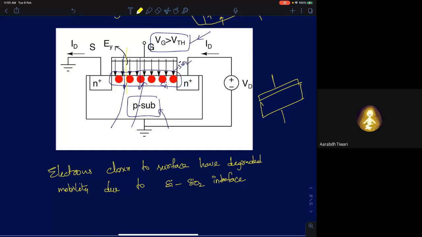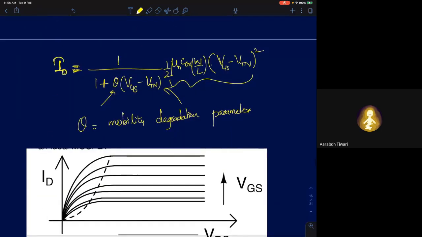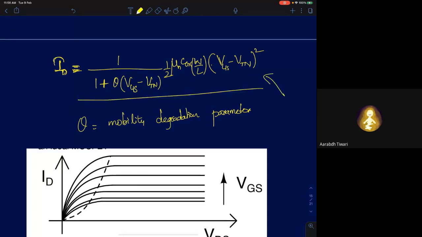Typically the oxide thickness will be on the order of a few nanometers in today's MOS technologies. When we go to lower technology nodes, oxide thickness also reduces, which will increase your field, and that will increase your mobility degradation effect. So you will notice mobility degradation as you go to lower technology nodes. Because of this, your IV characteristics, your drain characteristics, are modified this way.